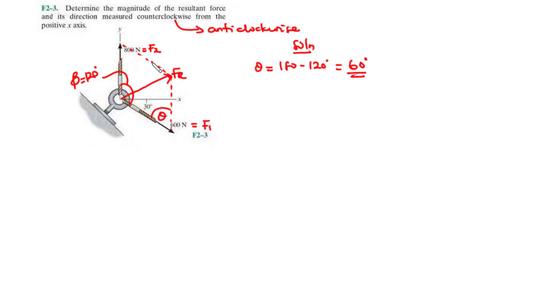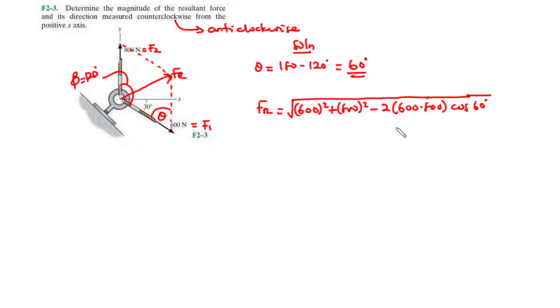Now, since we have the magnitude of the two forces F1 and F2, and we know the angle theta, let's find the magnitude of FR. So using the cosine rule, we have FR equals the square root of, F1 is 600 newtons, so 600 squared plus 800 squared minus 2 times 600 times 800 cos 60. So you can simplify this to get 721.11 newtons. So this is the magnitude of the resultant force.